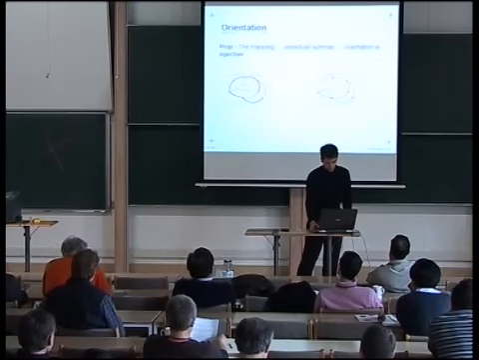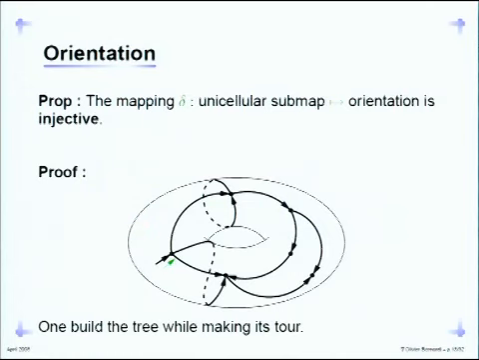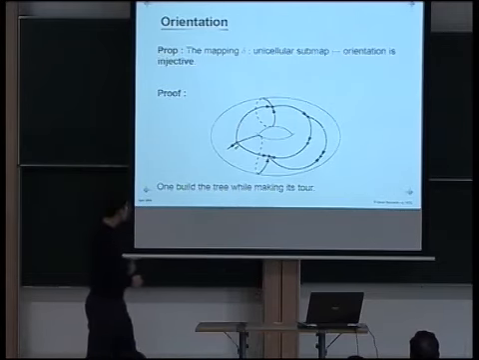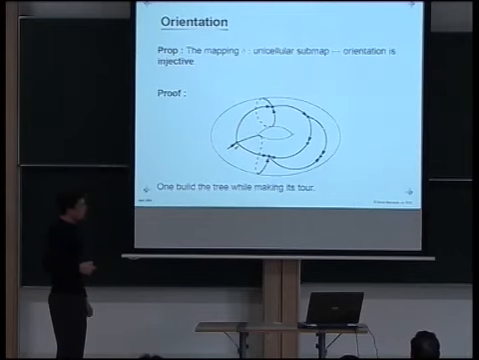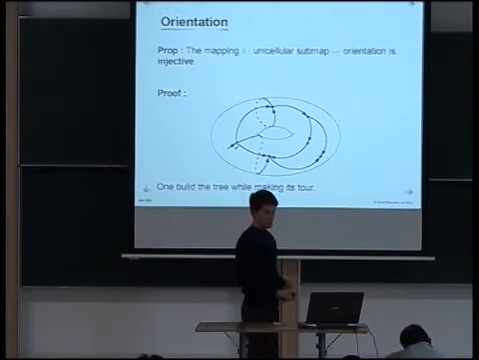Okay. So first remark: this mapping from unicellular map to orientation is injective, and the reason is coming really from this property that for internal edges you first see the outgoing edge, and for external ones you first see the ingoing half edge. So I can try to reconstruct my submap by just starting a tour, and whenever I encounter an edge for the first time, I will be able to decide if it's internal or external.